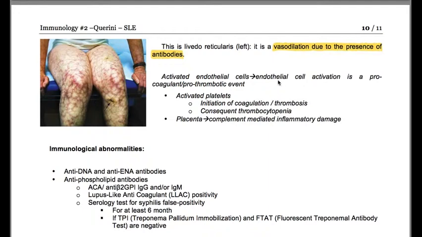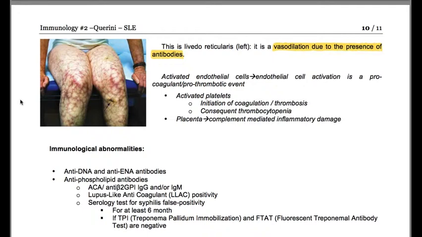This is livedo reticularis. It's a vasodilation due to presence of antibodies. We have activated endothelial cells, and endothelial cell activation is a procoagulant thrombotic event. Activated platelets lead to initiation of coagulation, thrombosis, and consequent thrombocytopenia. In the placenta, we have complement-mediated inflammatory damage.